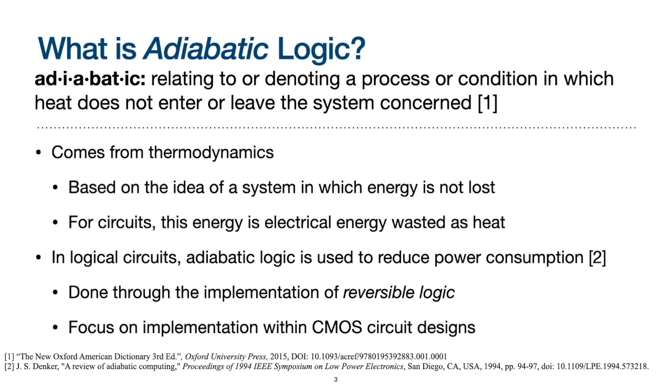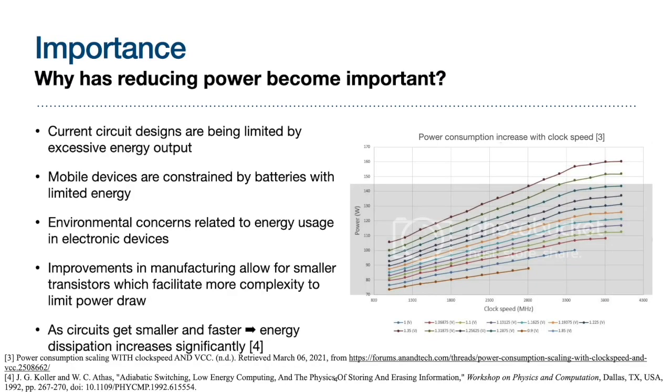When developing logic circuits, adiabatic logic is a process used to reduce the power consumption and reduce heat by extension. This process is done through something referred to as reversible logic. Since most designs are CMOS these days, much of the research into adiabatic logic focuses on modifying traditional CMOS designs to make them adiabatic. So now you might be asking yourself, why is reducing power consumption important in the first place? Well, there are a few key advantages.